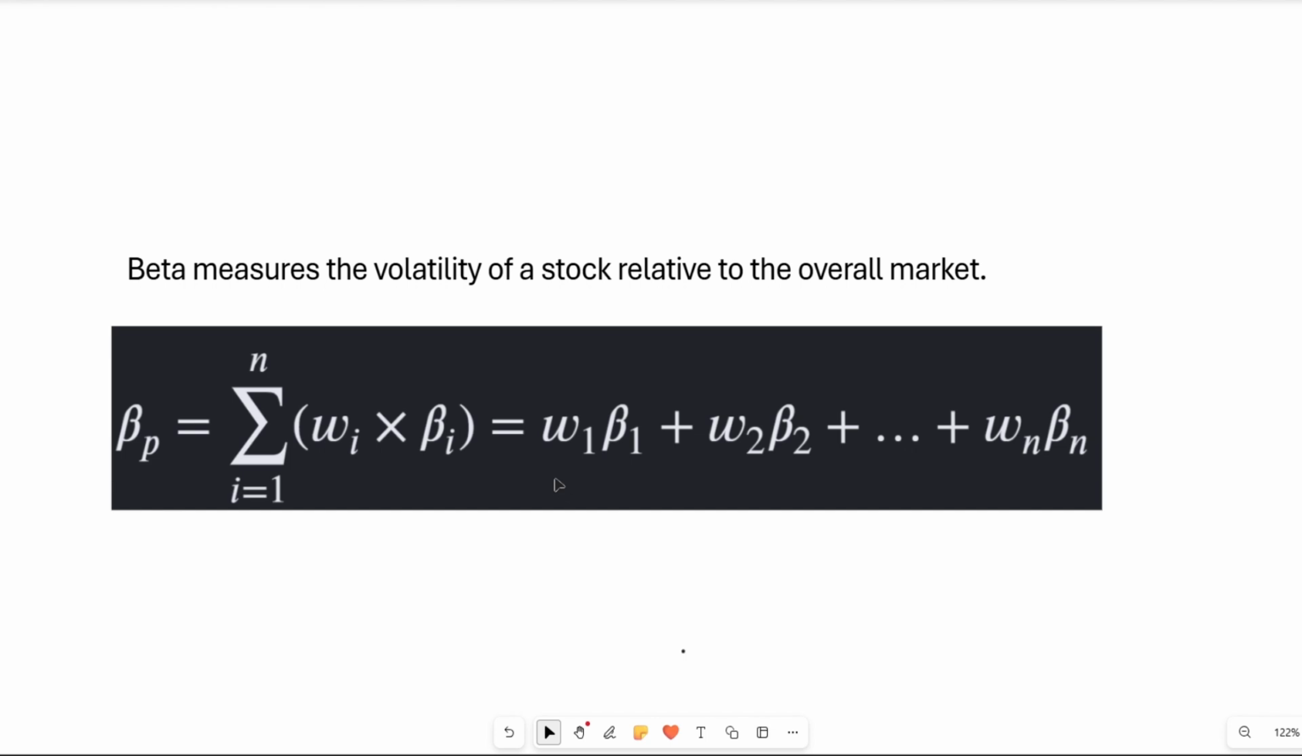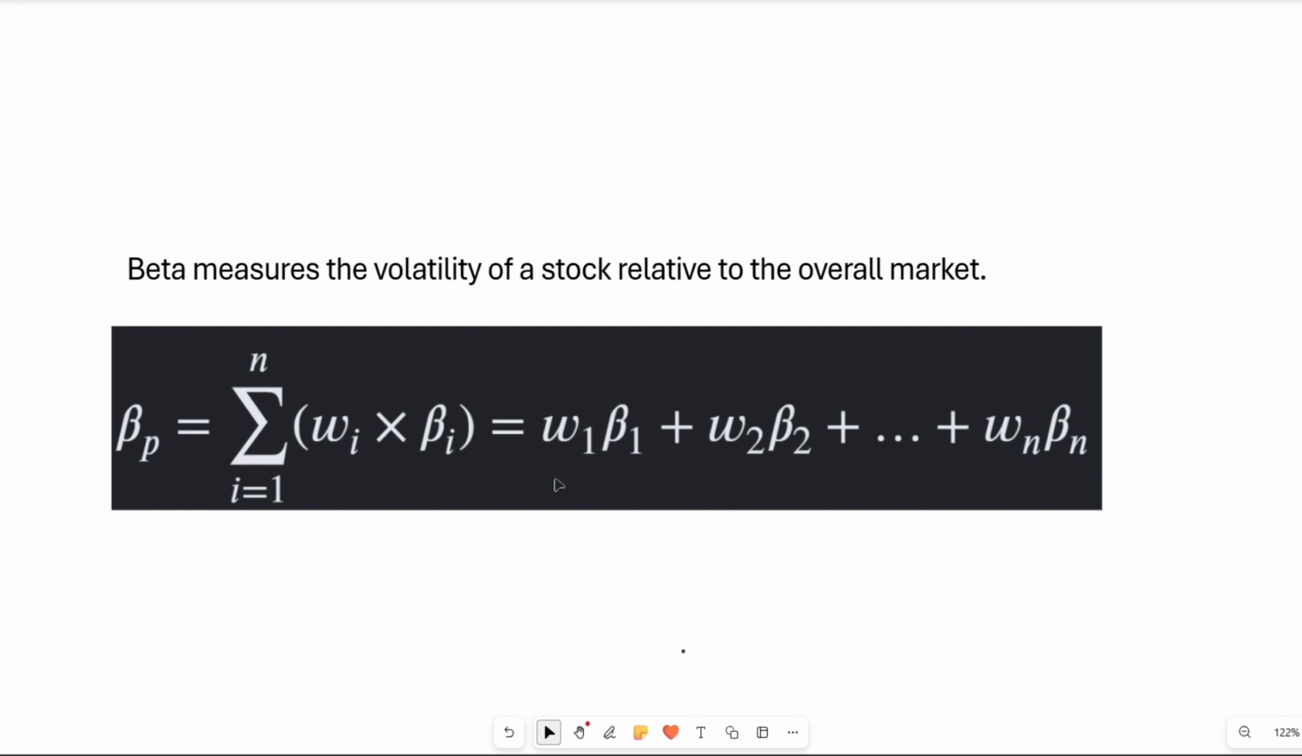Today we'll continue our series on mathematics of finance. We're going to be looking at how we calculate the beta of a portfolio. Basically, what beta does is it measures the volatility of a stock relative to the overall market. We've done something similar to this before, but that is for calculating the beta of an individual stock.